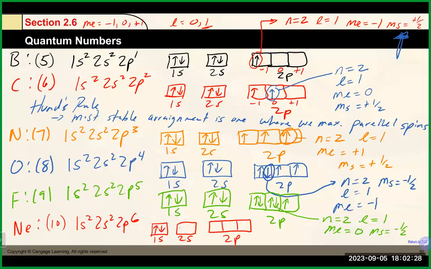So up, down, up, down. You can go in up first, then we're going to come back and pair off. And that is going to give us an n equals 2, an L equals 1. M sub L, we're now back to +1, and our M sub S would be -1/2 in this case.